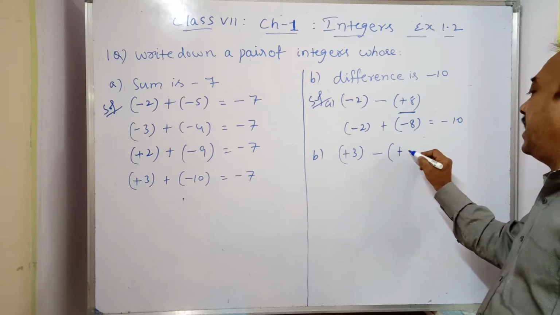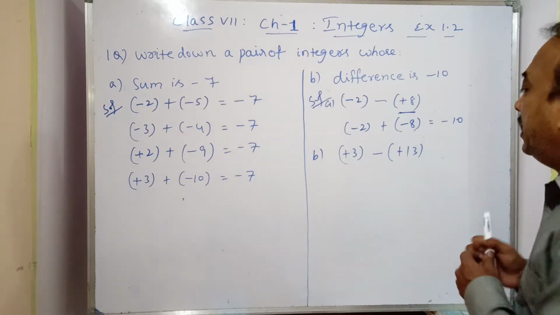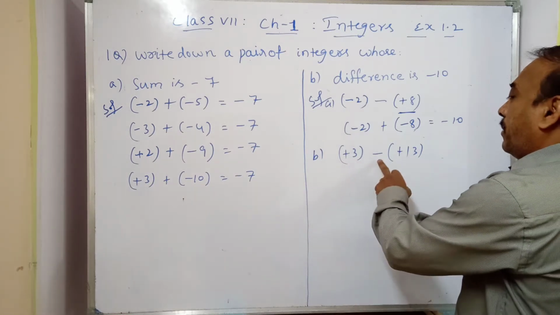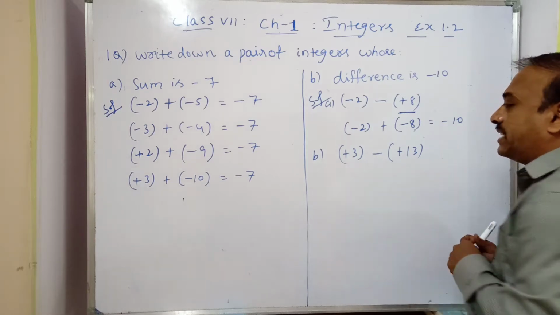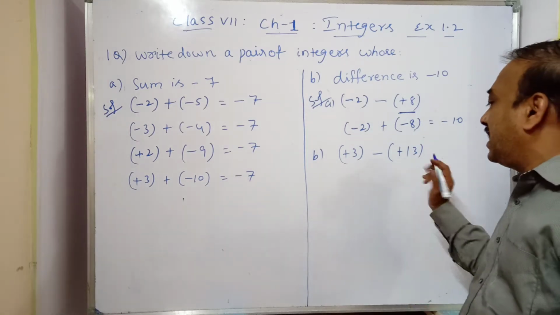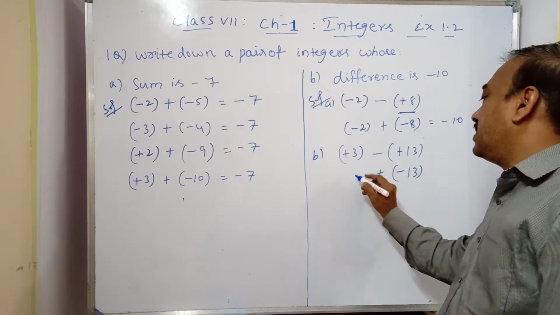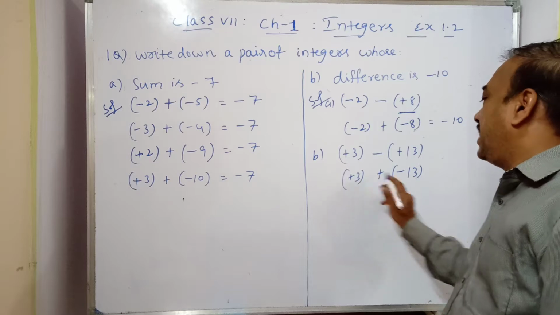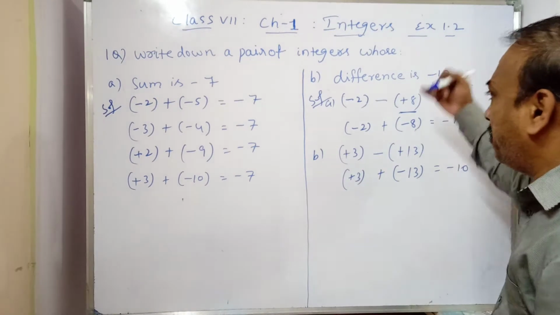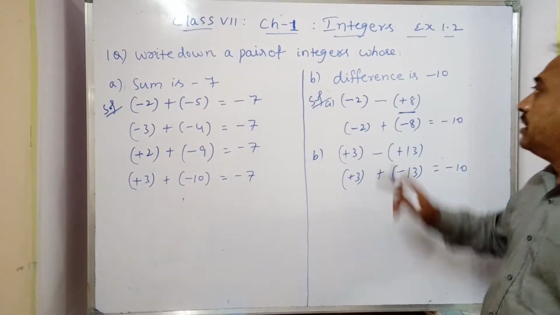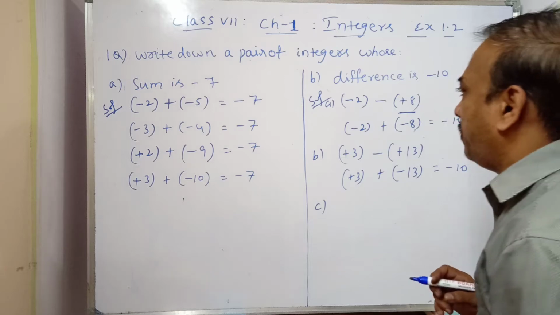Another example: plus 3 minus plus 13. Difference: plus 3 minus plus 13. You see plus 3 and plus 13. So we add its additive inverse. This is minus 13. So plus 3 and minus 13 will give you minus 10. N number of examples could be given where the difference of two integers is minus 10.